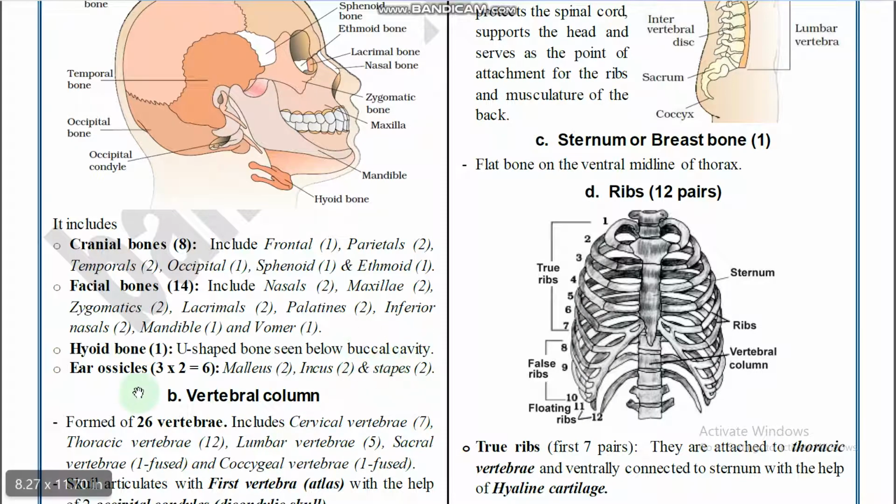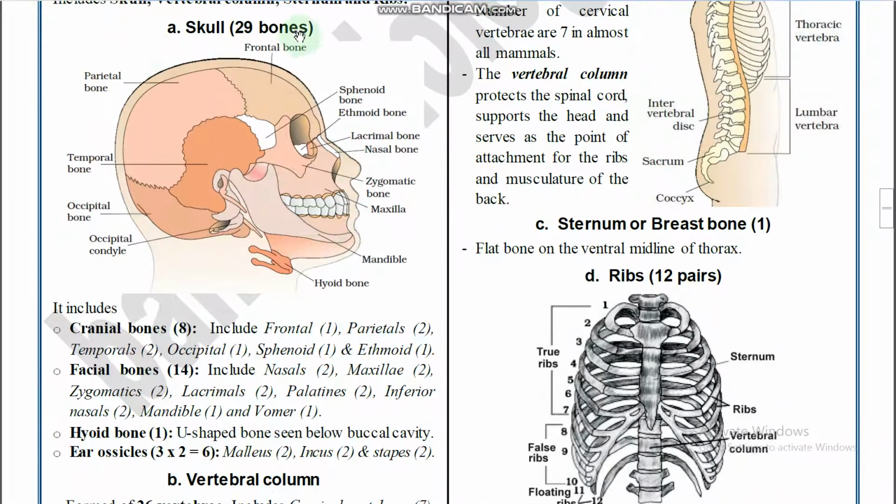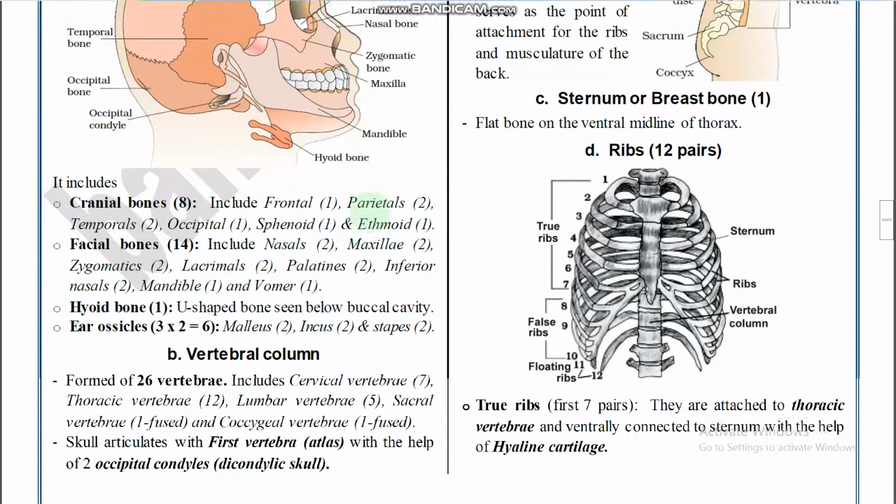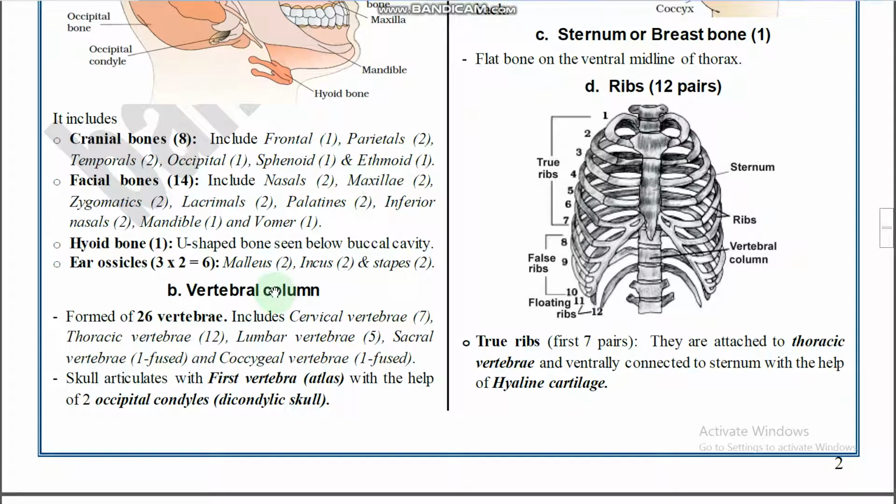Up to this clear, right? So each ear has 3, and 3 into 2, there are 6 bones present. So the total number of bones in the skull is 29 bones. Up to this clear, right? Next one, vertebral column. So how many bones are present in the vertebral column? Total 26 bones are present in the region of the vertebral column.